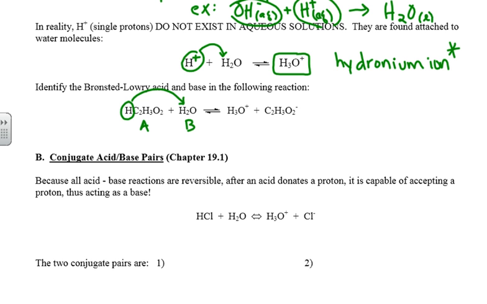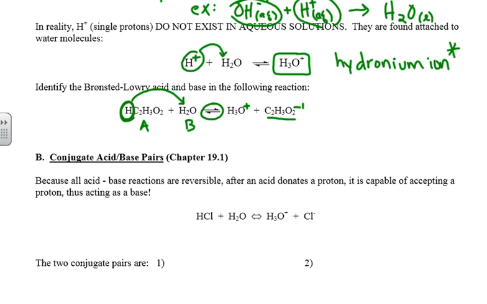Now what you have to think is, after this acetic acid gives away this hydrogen right here, what's left? Well, what's left is C2H3O2 with a -1 charge. And what's left of H2O after it accepts that proton? Well, it becomes H3O with a +1 charge. All right, so now you recognize right here, this is a two-way arrow. This is a reversible reaction.